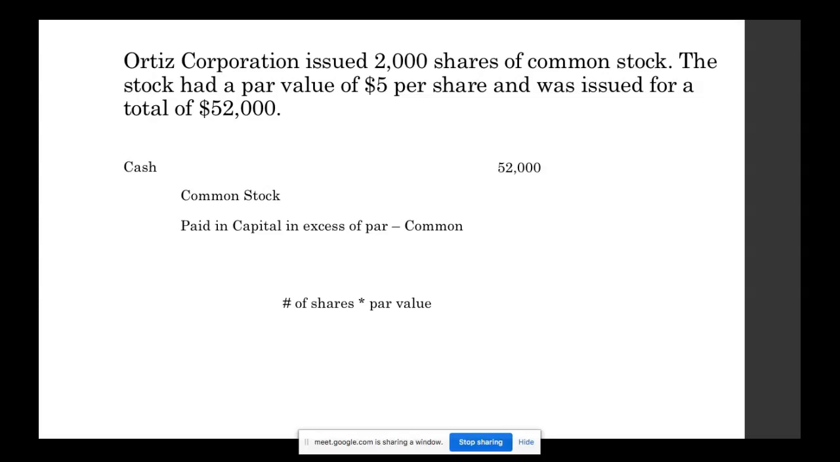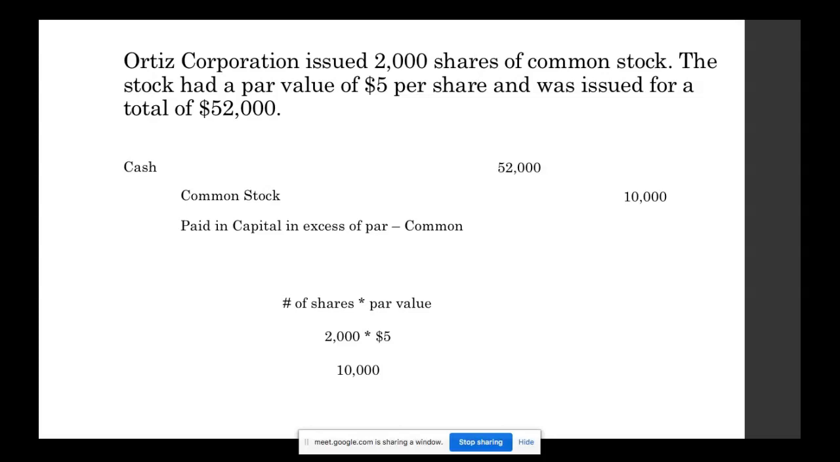So we're going to take the number of shares that we are issuing and multiply it by our par value. So we're issuing 2,000 shares. Our par value is $5 per share. So if we multiply those two together, we end up with 10,000. So the amount that we need to credit common stock for is that 10,000.